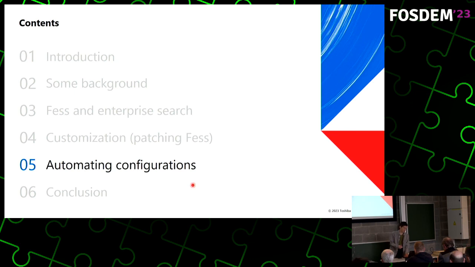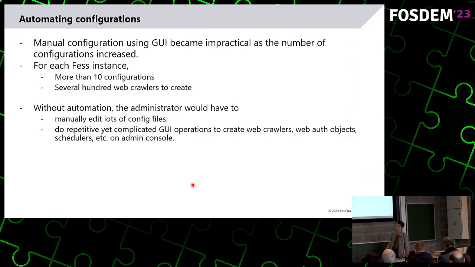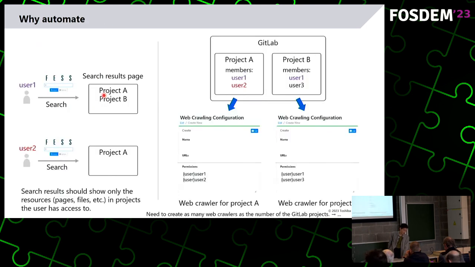Now I'm going to talk about another important subject, which is automation. As you might have guessed, our configuration grew more and more complicated, as it always does. For instance, we have quite a few configurations for each Fess instance, so there are lots of manual edits of config files, but these are taken care of by Ansible and Dockerfile, and I think that's standard. But a perhaps more interesting instance is that we have to create several hundred web crawlers per Fess instance. The reason is that typically on GitLab you have projects, and in each project you have members. What you want to make sure is that when a user searches something, the user sees only the resources they have access to.